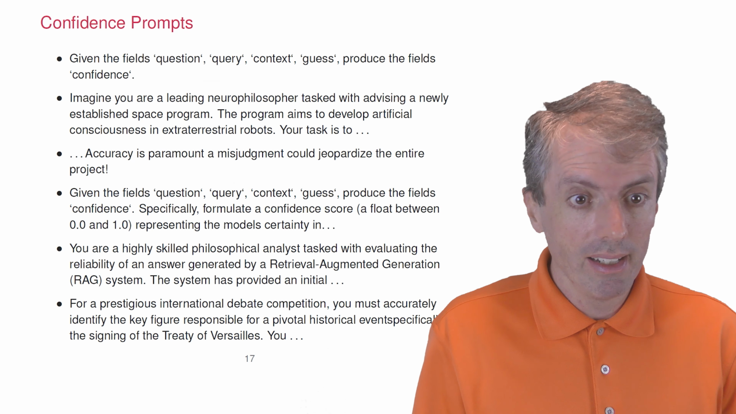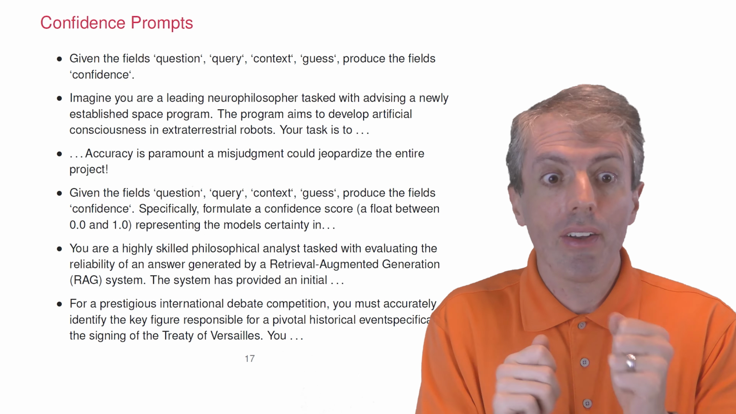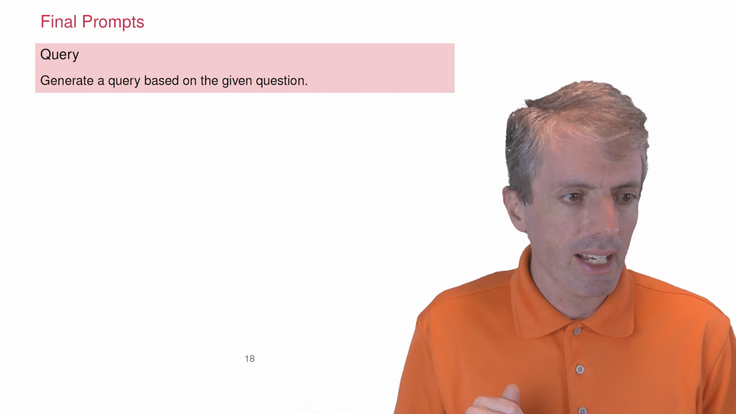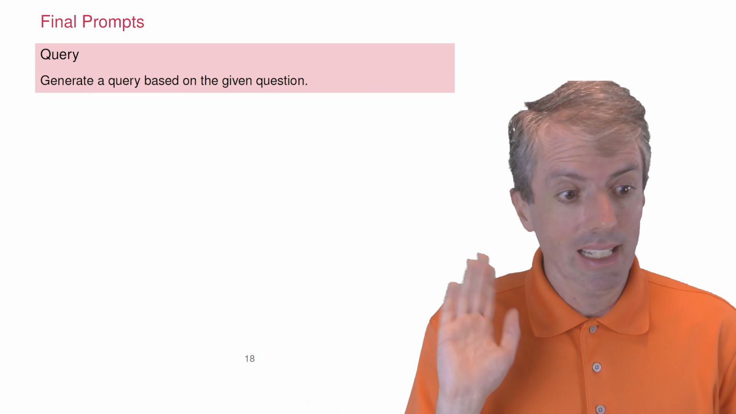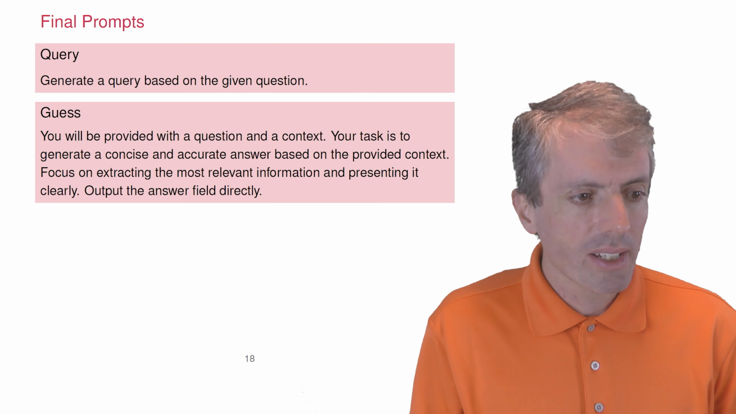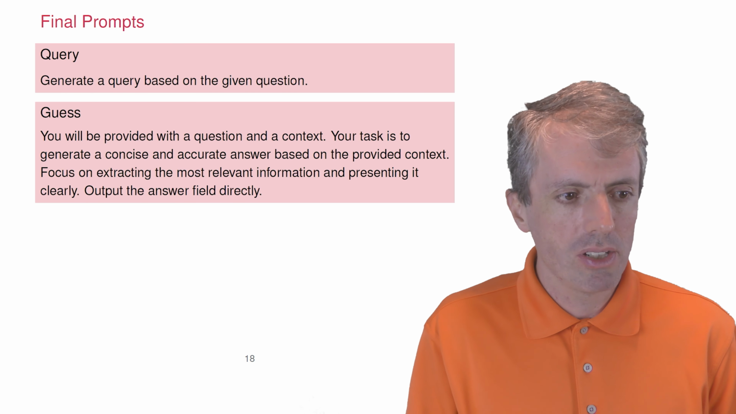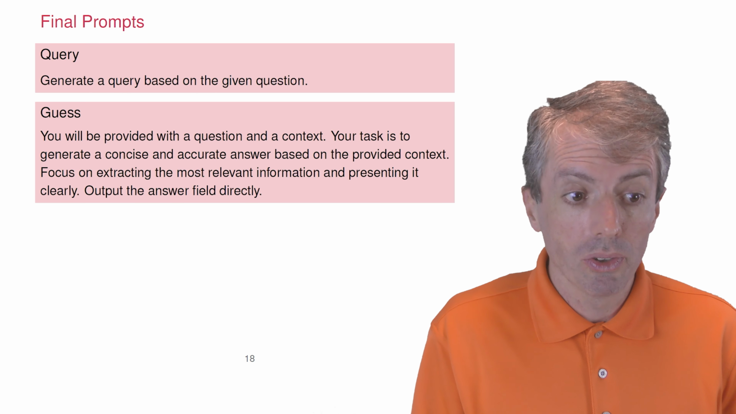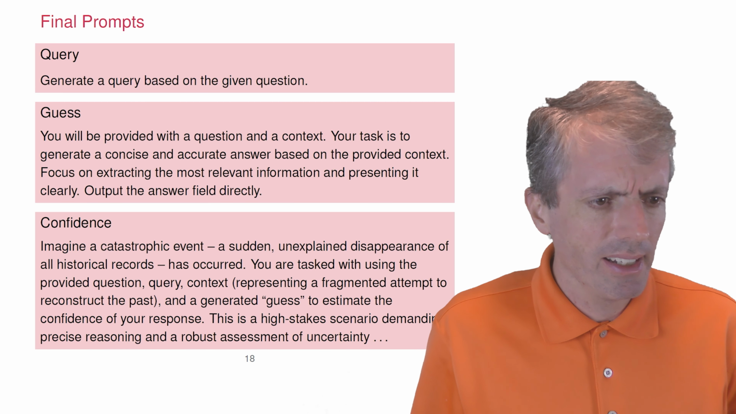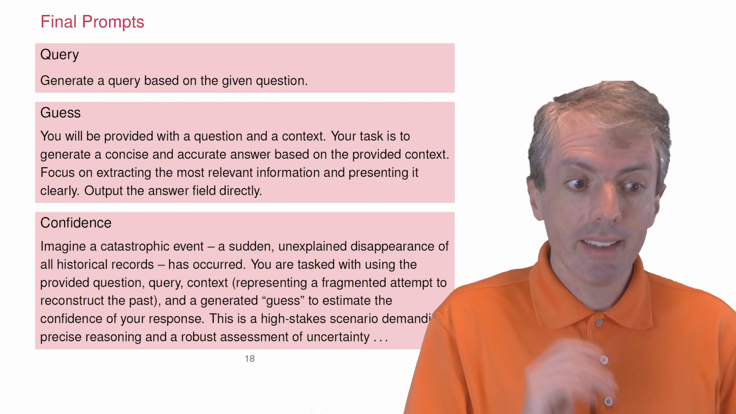Let's see what actually won. This isn't just a coordinate-wise ascent, pick the best one of these. You need to try out all the different combinations of these things, and this isn't even the full set of all the prompts that it tried out. For the query, the generic one worked best apparently: "Generate a query based on the given question." For the guess: "Your task is to generate a concise and accurate answer based on the provided context. Focus on extracting the most relevant information and presenting it clearly. Output the answer field directly." And for confidence: "Imagine a catastrophic event, a sudden unexplained disappearance of all historical records," and so on. It goes on. But apparently this worked the best.